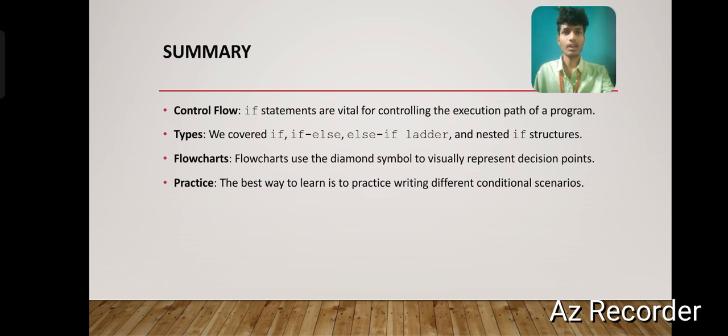Summary. Control flow: if statements are vital for controlling the execution path of the program. Types we covered: if-else, else-if ladder, and nested if structures. Flowcharts: flowcharts use the diamond symbol to visually represent decision points. Practice: the best way to learn is to practice writing different conditional scenarios.